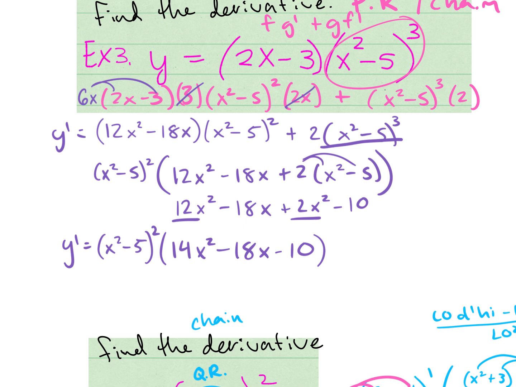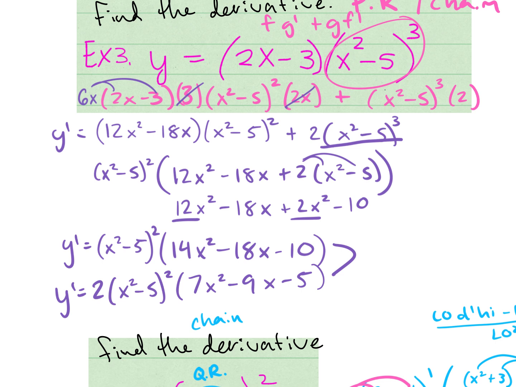Awesome. In my second set of parentheses, I can take out a 2, so I have a GCF from that group. So 2 times x squared minus 5 squared. And then we have 7x squared minus 9x minus 5. So either one of these answers would work. These are both correct. But if it was a multiple choice question, you might see it either way.